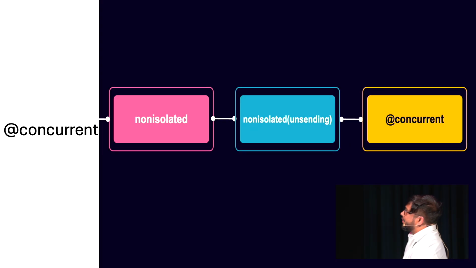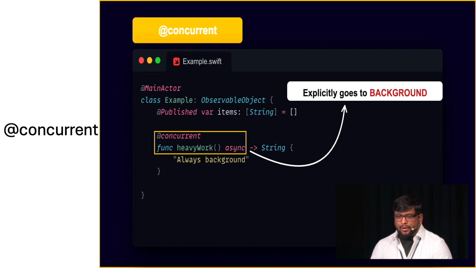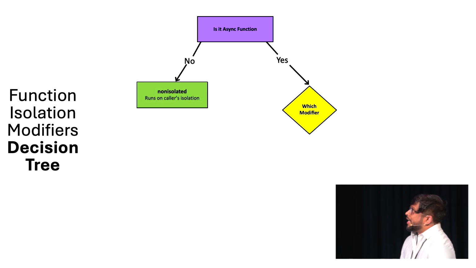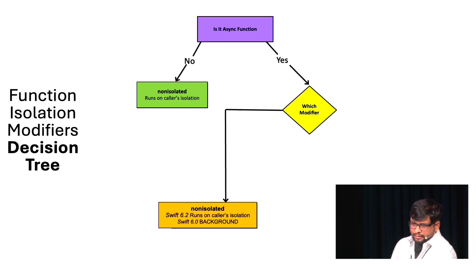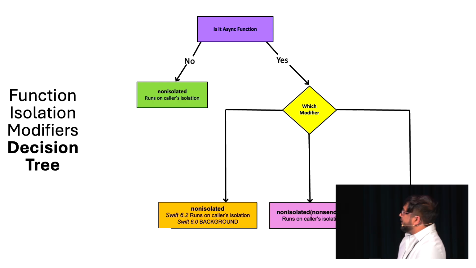Concurrent, which we have already explored, runs this function on a background thread. Real-world examples are JSON parsing of large data sets, image compression, or PDF generation. This is just a flow chart. If it is non-async, you can go with nonisolated. Now nonisolated will run on the caller's isolation, or nonisolated(nonsending) runs on the caller's isolation. Concurrent explicitly runs on the background.